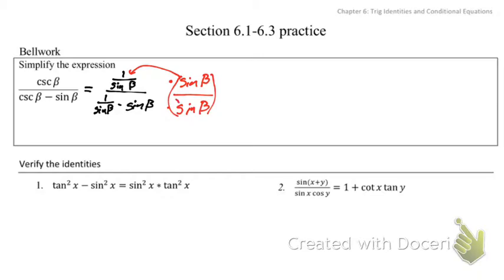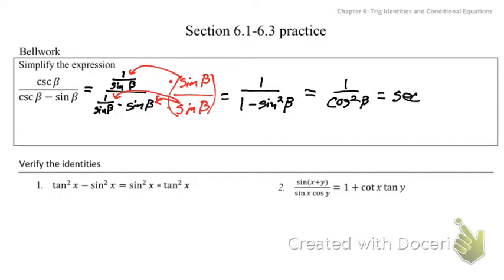Now when I distribute this, it goes to everything in the numerator and everything in the denominator. Sine beta over sine beta is just 1. This is just going to be sine beta over sine beta, which is 1 minus sine squared beta. Well, 1 minus sine squared beta is just cosine squared beta, so 1 over cosine squared beta is just going to equal secant squared beta, which is D.